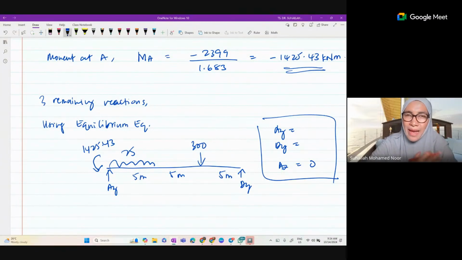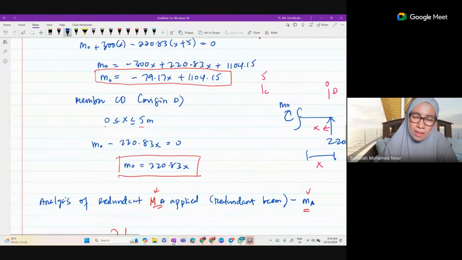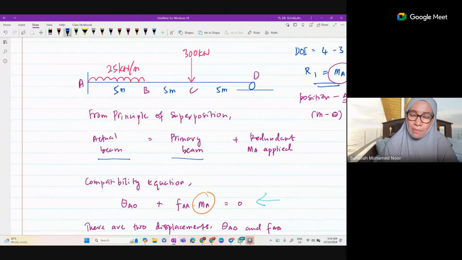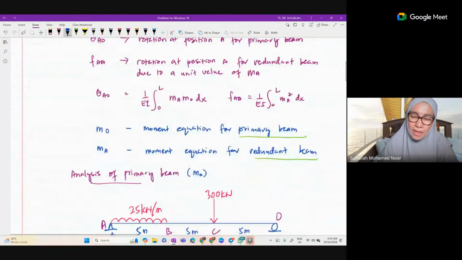But we have another option yang lagi senang daripada kita calculate using equilibrium equation. We use the principle of superposition. Okay, back to the first thing I wrote sini. Actual beam, primary beam, redundant beam. Actual beam means yang ni yang kita nak calculate. So dekat sini kita ada AY dengan DY. AY dekat primary beam dah calculate. AY dekat redundant beam dah calculate. Gunakan this principle of superposition untuk dapat the value directly.